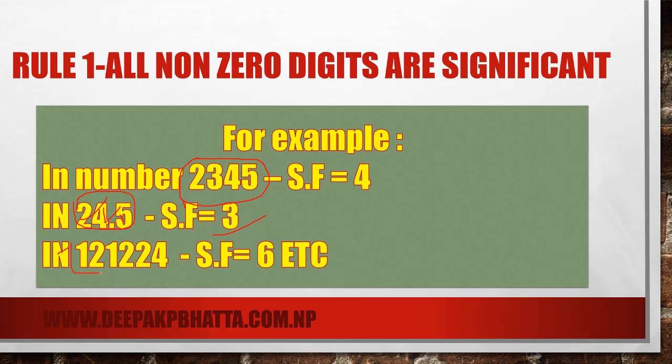Another number, 121224. It has 1, 2, 3, 4, 5 and 6. That's why it has 6 significant figures. All the digits count. Let us take another example. If we have 4, 2, 6 and 9, and a 5 again, it has 1, 2, 3, 4 and 5. This number has 5 significant figures.